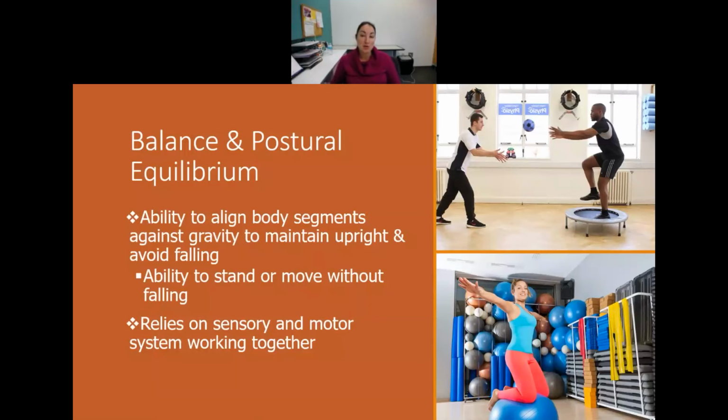This is the ability to align the body segments against gravity to maintain an upright position and avoid falling. So you're standing upright, and even with little movements, you're keeping yourself from falling. It relies on sensory and motor systems working together. Remember, we've learned before, we have 3 balance centers: the eyes, the inner ears, and proprioception, the feedback from the muscles, particularly in the legs. All of those go together to create your balance and your equilibrium.